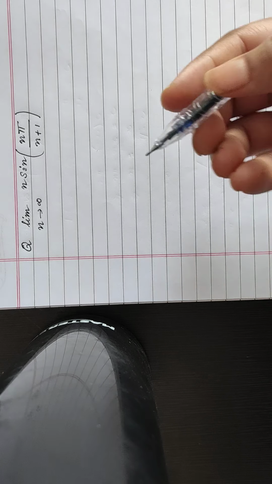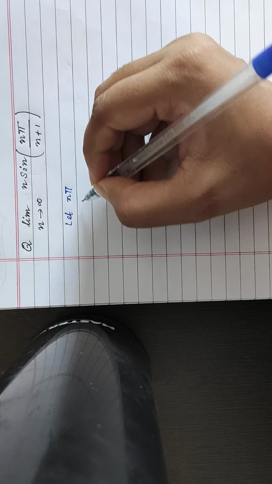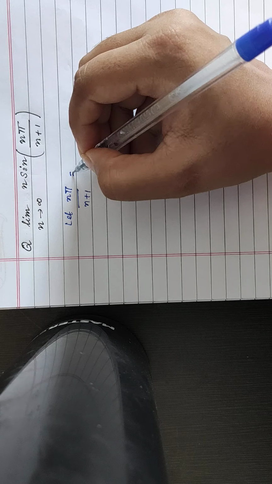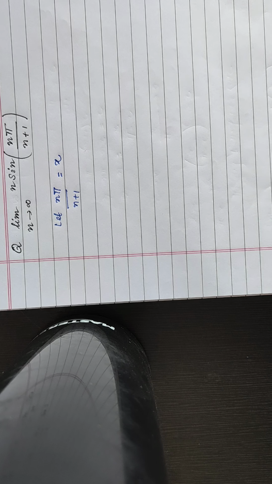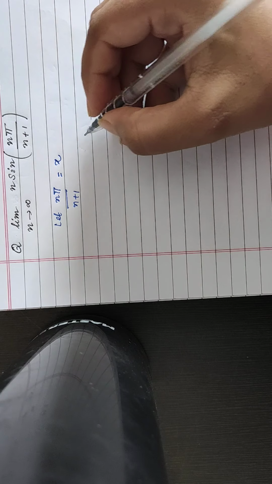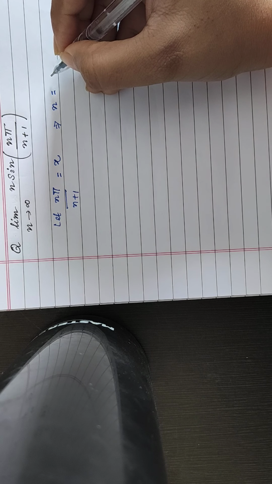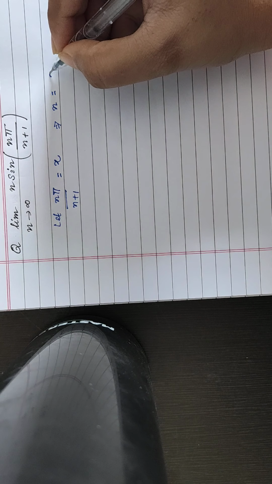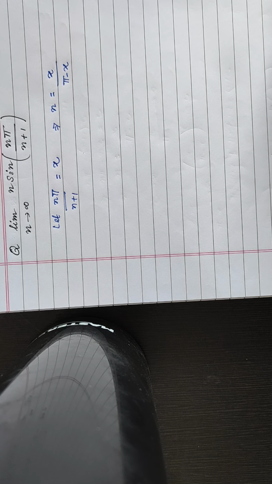Now first of all, let's substitute n pi by n plus 1 equal to x. Then let's find the equation in terms of n and x. Already it's in n and x, but we will try to separate the value of n. So n can be written as n equals x by pi minus x. I hope I am correct. Yes, n equals x by pi minus x.